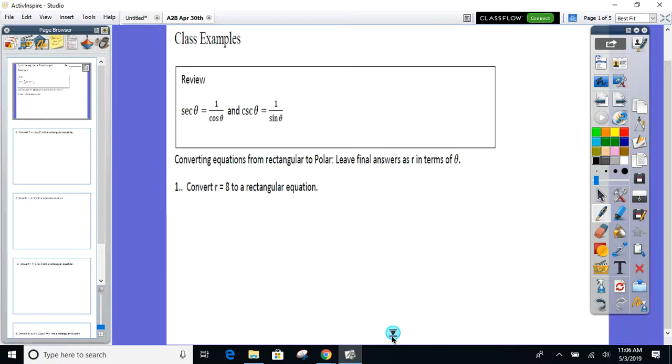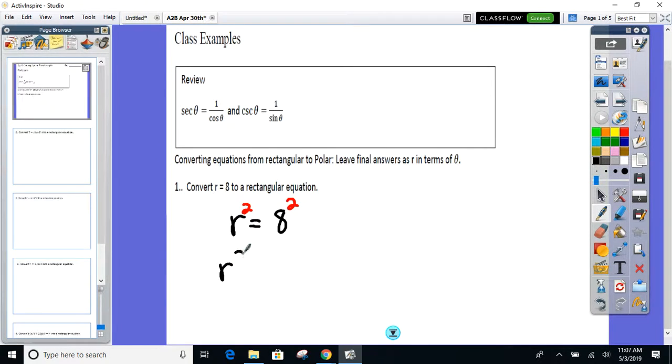I have x squared plus y squared equals r squared. I don't have one for r, do I? I have one for what, though? r squared. You tell me, how do I make this r squared? What do I do on both sides? All right, so I'm going to, r equals 8. I'm going to square both sides. Stay with me.